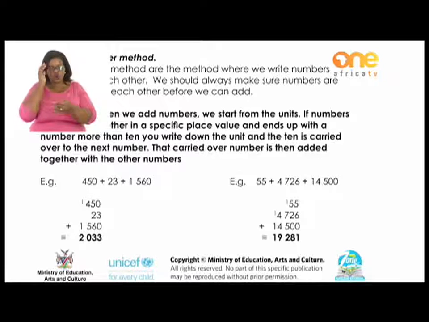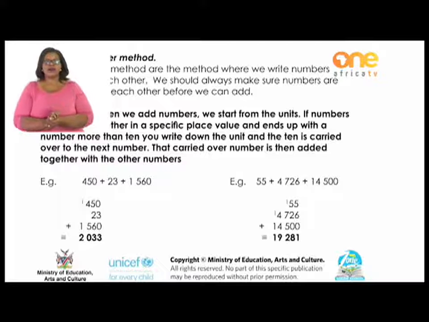Example, 450 plus 23 plus 1,560. Now we have to add these three numbers together. We write 450, we write the 23, and we write 1,560. So we wrote it neatly underneath each other. Units under units, tens under tens, hundreds under hundreds, and thousands under thousands.